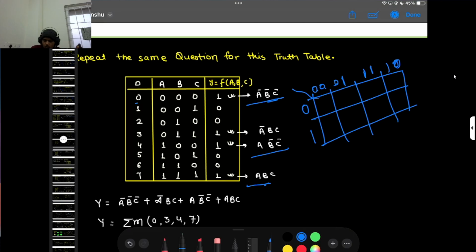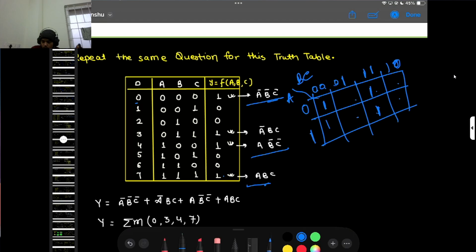Okay, and this is your A and this is BC. So 0 0 means here is 1 and this is your 3. So here it is 3, 0 1 2 3. Here is 3 and 4. 4 is also here. 4 and 7. 7 is 4 5 6 7. 7 is here. Why is it 7?